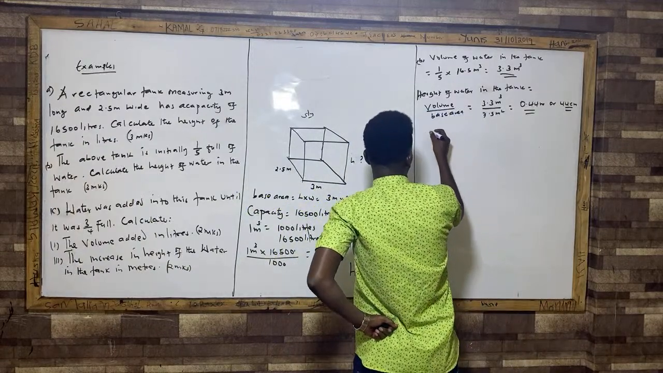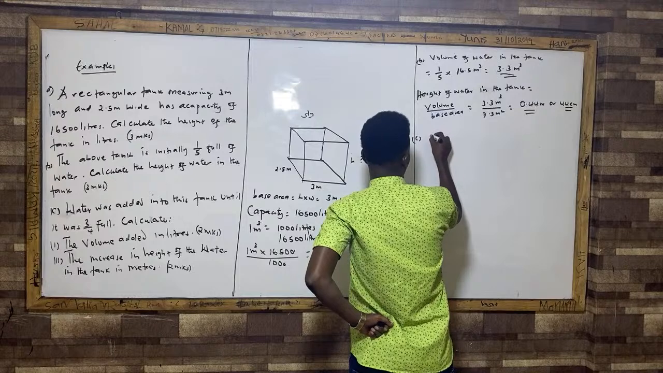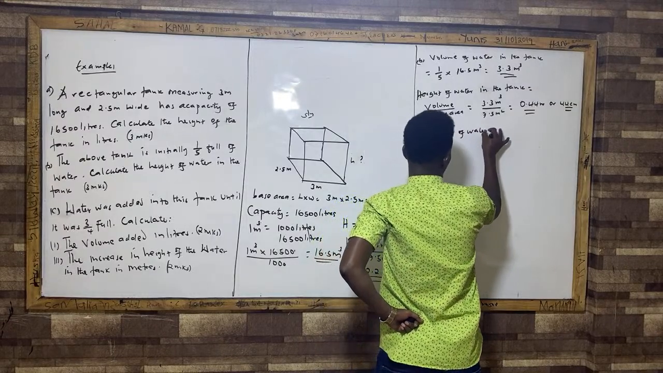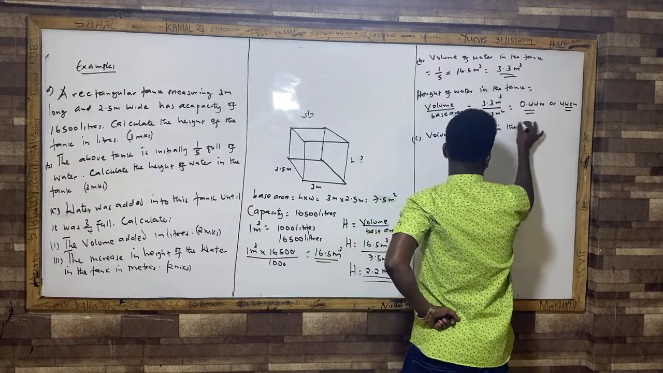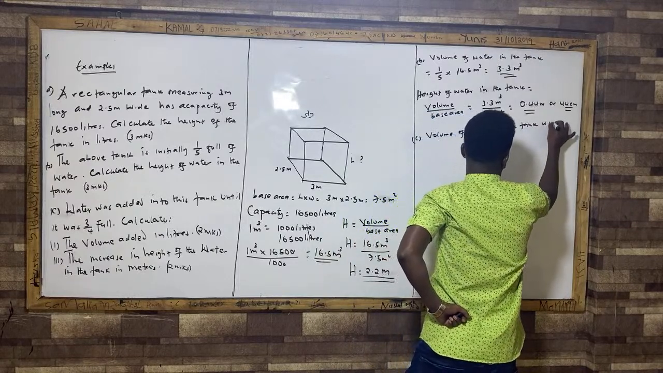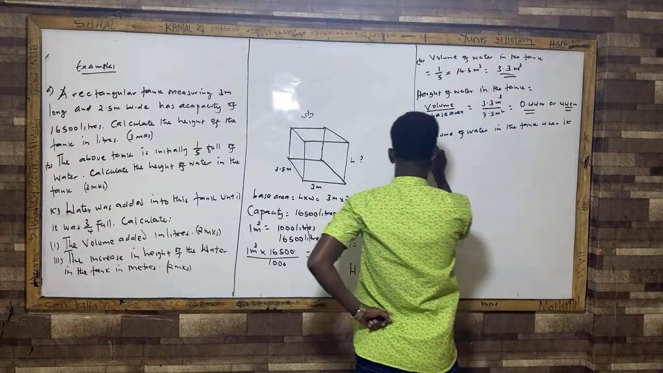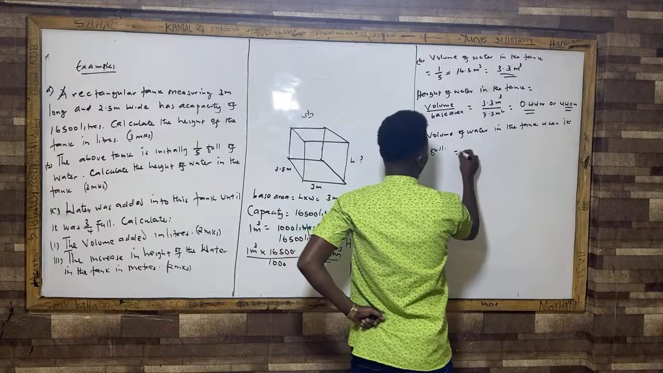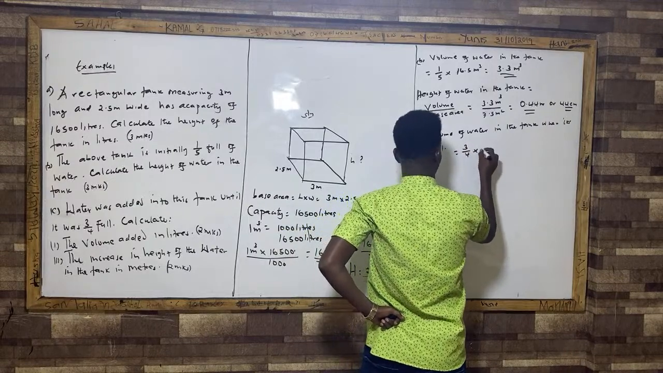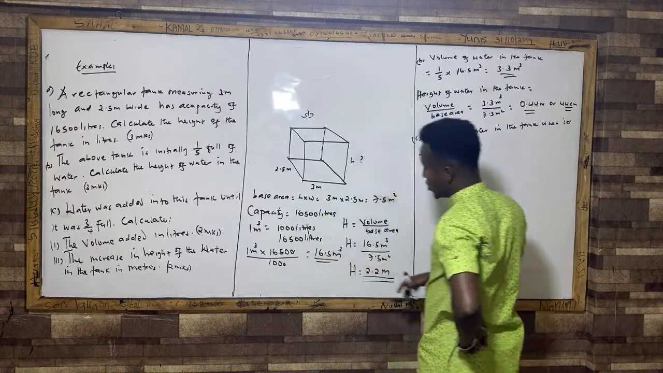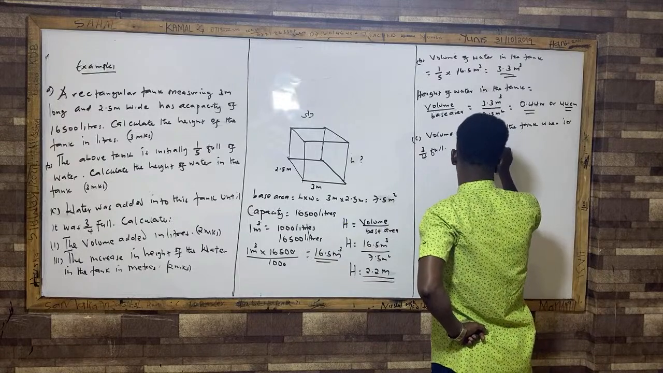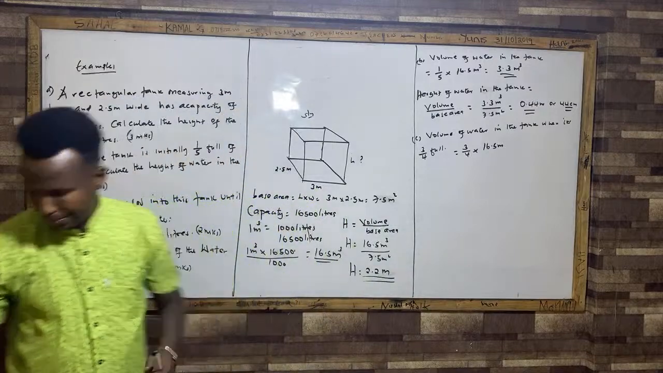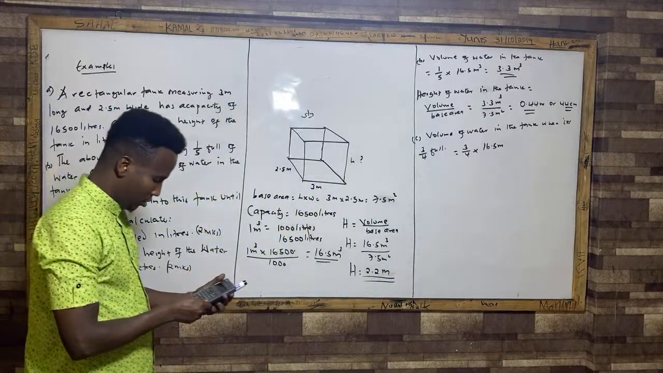So I will say C, volume of water in the tank when it is 3/4 full. Be specific, yeah? So this will give me 3 out of 4 times the total volume, which is 16.5, okay? 16.5. So this will be how much? Let me confirm. It will be how much?